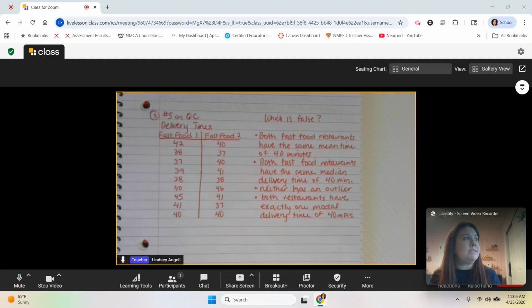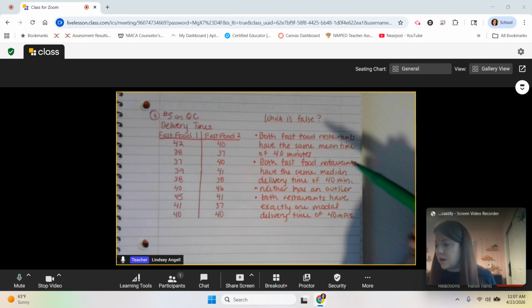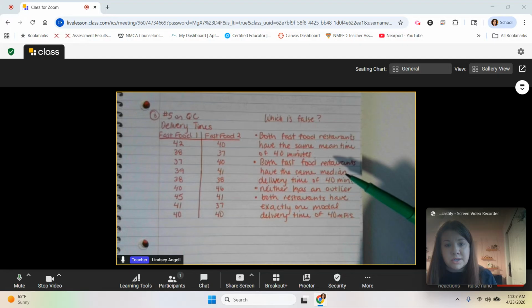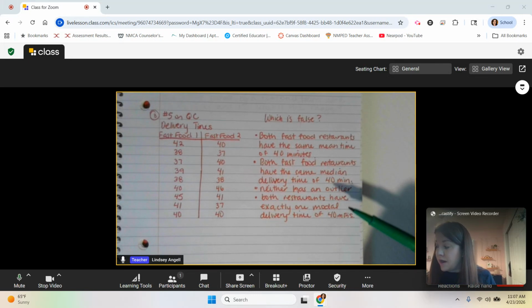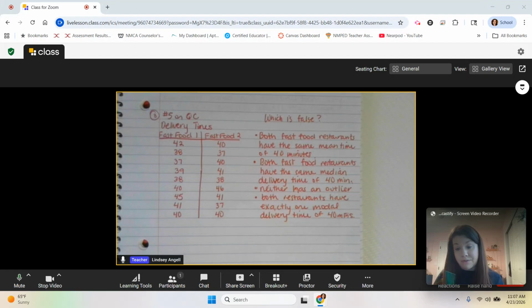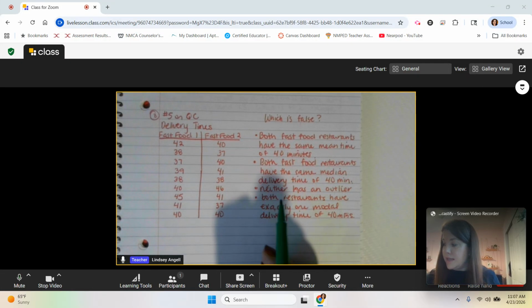Okay, which statement is false? So, one thing we need to notice, let's see here. One says both fast food restaurants have the same mean, so we're going to have to find the mean of both of them. Both fast food restaurants have the same median, we're going to have to find the middle. Neither has an outlier, and both restaurants have exactly 1 modal delivery time. So we need to find the mean, median, and mode of this data set in order to figure out which one is false.